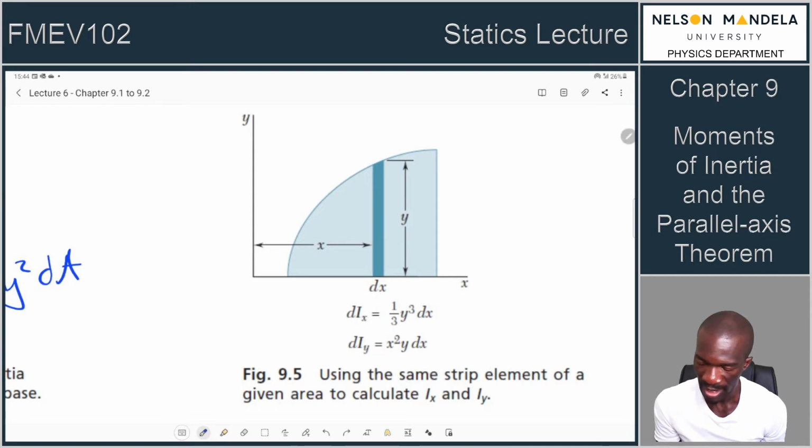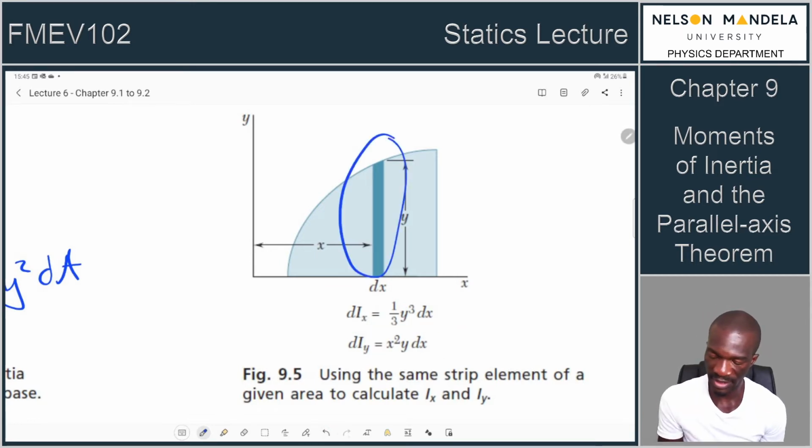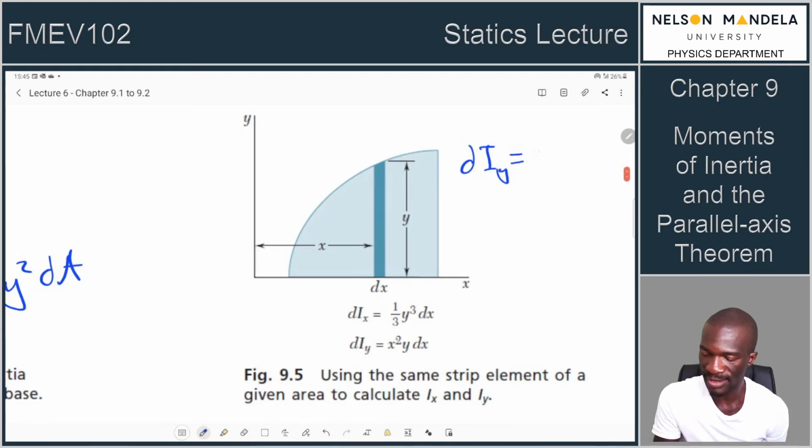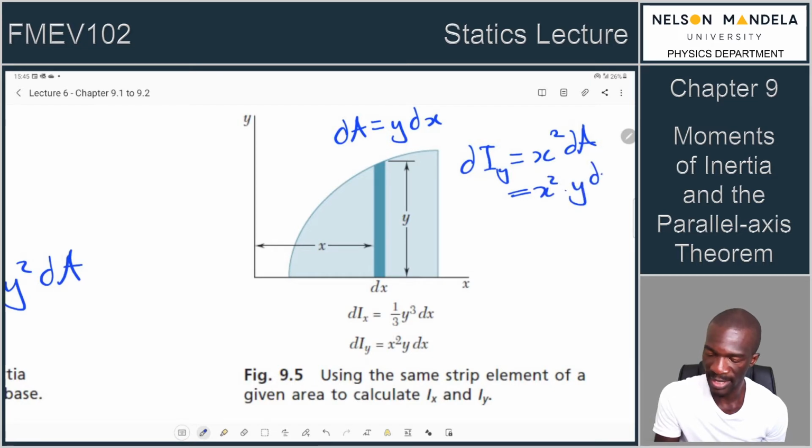So now let's look at the moment about the y-axis. These are straightforward for the what? For the vertical strip. So for the vertical strip, your moment about the y-axis would be dIy is equal to what? It's equal to x squared, not x bar. Let me just remove that. x squared dA. So what is your dA? Your dA in this case is the height y dx, which is why you've got your x squared multiplied by y dx, which is that equation there.